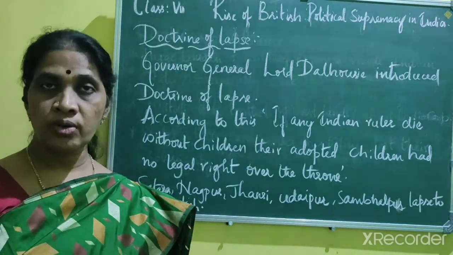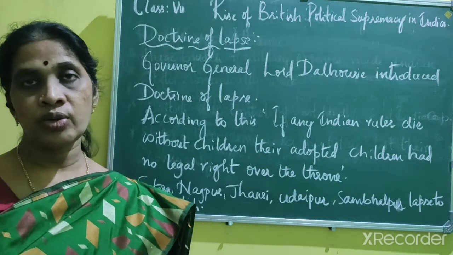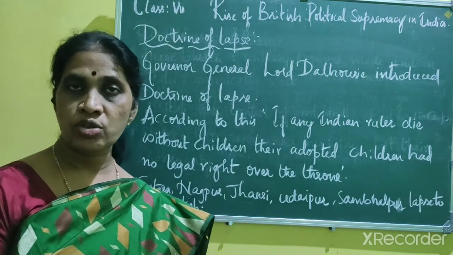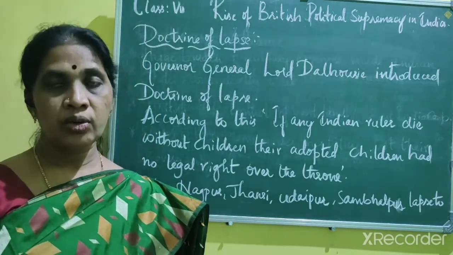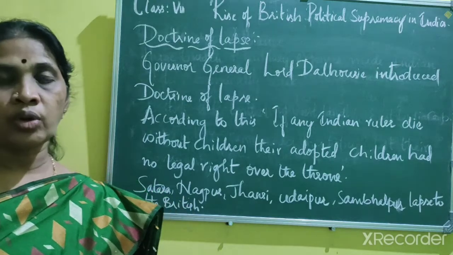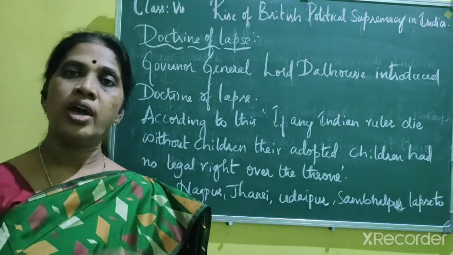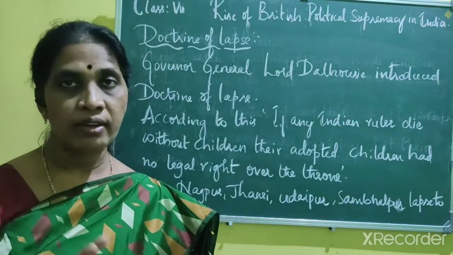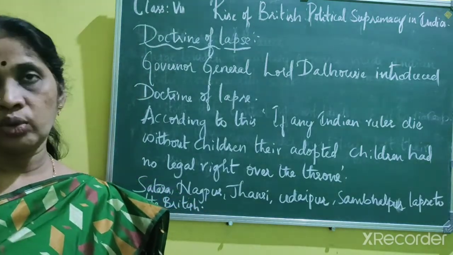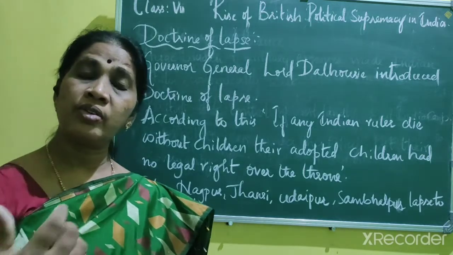According to this policy, which was introduced by Lord Dalhousie, if any Indian ruler died without a natural heir, that is, if they did not have a male heir, a son, for the next succession, such territory would lapse to the British. Understood, all of you? You know that after the ruler dies, his son will succeed to the throne. If any Indian ruler dies without a male child for the throne, and even if they have adopted children, the adopted children have no legal right over the throne, and such territory would lapse. That means such territory will be taken away by the British. I think you all understood. If any Indian ruler dies without a male heir to the throne, their adopted children do not have a right to the throne, and such territory will lapse to the British.